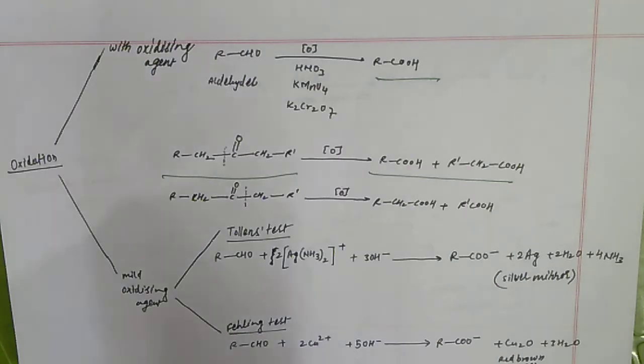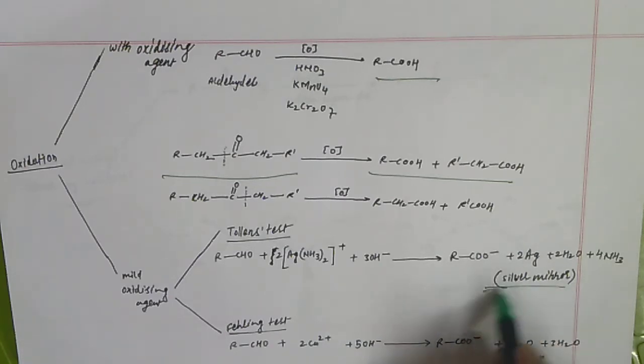Now when you are taking a mild oxidizing agent, there are three tests: Tollens test, Fehling test, and haloform test. In the Tollens test, you take freshly prepared ammoniacal silver nitrate in basic medium. It will give the silver mirror. The formation of the silver mirror shows that the given carbonyl compound is an aldehyde. This test is not given by ketone.